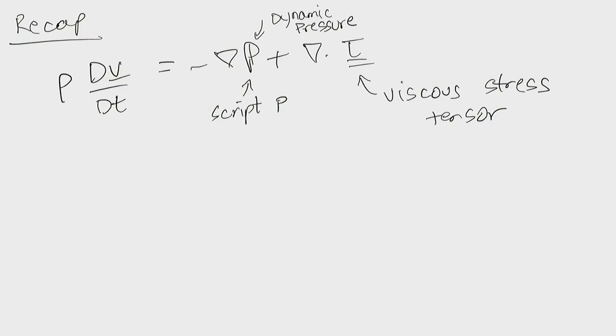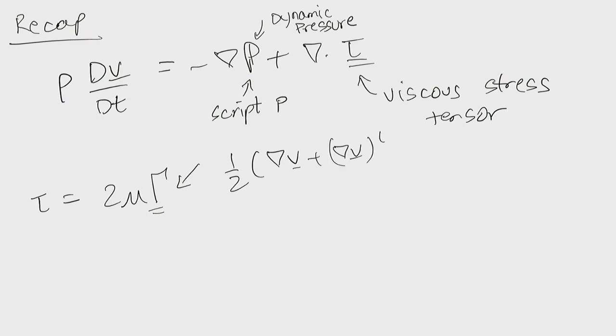the viscous contribution. And what we arrived at is that tau equals 2 mu tau, again relating stress and strain. This by definition is 1/2 del V plus del V transpose.